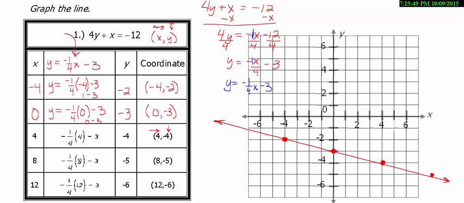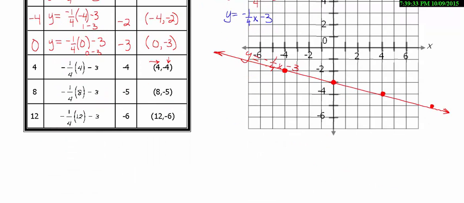The last thing we need to do is to label our line. And what I'm going to label it as is the isolated equation, y equals -1/4 x minus 3. If you would like to label it with the original equation, the 4y plus x equals -12, you can do that. It is completely your choice.